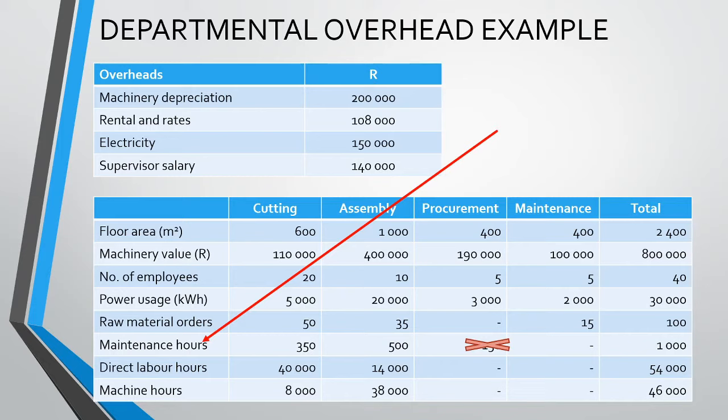We are only interested in the 350 hours used by the cutting department and the 500 hours used by the assembly department. If we add these together, this gives us a total of 850 hours. So we need to allocate the overhead as 350 out of 850 to our cutting department and 500 out of 850 to our assembly department.